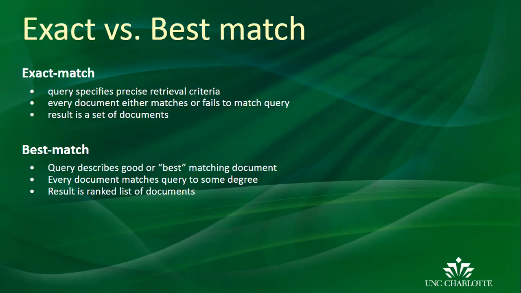Now, what is best match? Best match is a match where the query describes either a good or a best matching document. In best match, every document is retrieved when the query matches to some degree, and the result is a ranked list of documents.